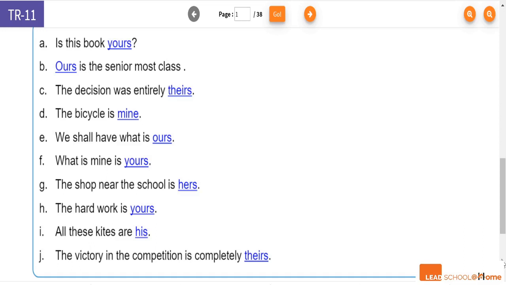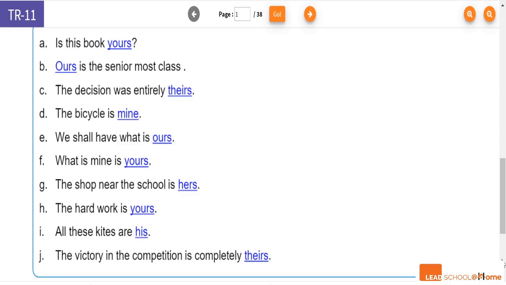All right, so here you go. The second one was, ours is the senior most class. And the possessive pronoun is ours. Correct. The decision was entirely theirs. Theirs. That's right. Theirs is the possessive pronoun. The bicycle is mine. And that's the possessive pronoun. We shall have what is ours. Again, ours is the possessive pronoun.